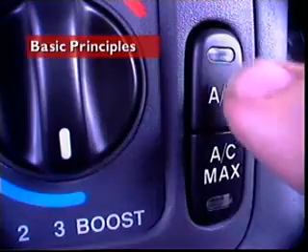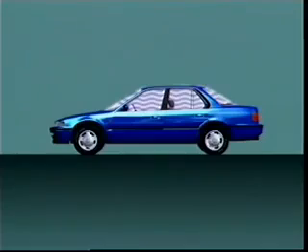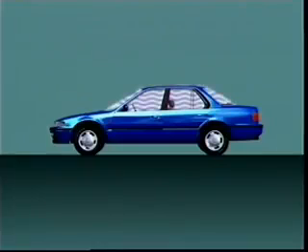This section examines the basic principles of air conditioning. The function of the air conditioning system is to reduce the temperature inside the passenger compartment to a level that ensures passenger comfort. It achieves this by removing excess heat and transferring it to the outside of the vehicle. The removal of heat lowers the temperature and the vehicle interior becomes colder.